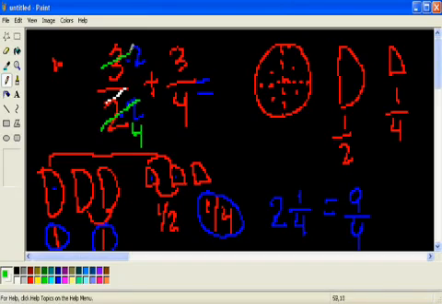And then when you simplify this to figure out how many wholes you have, you would end up with 2 and 1/4. Okay? So it works. I'll show that algebraically it's the same thing we're doing pictorially.